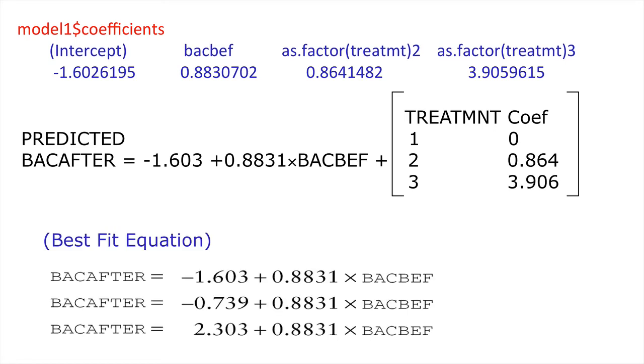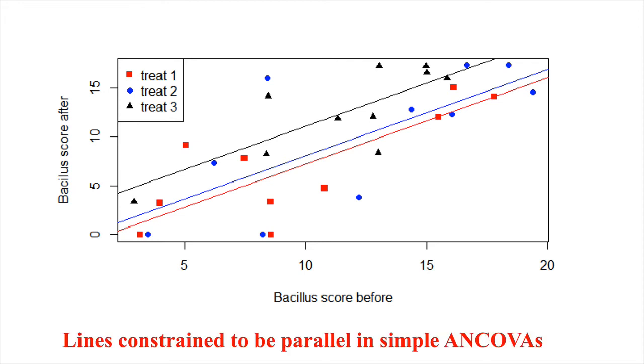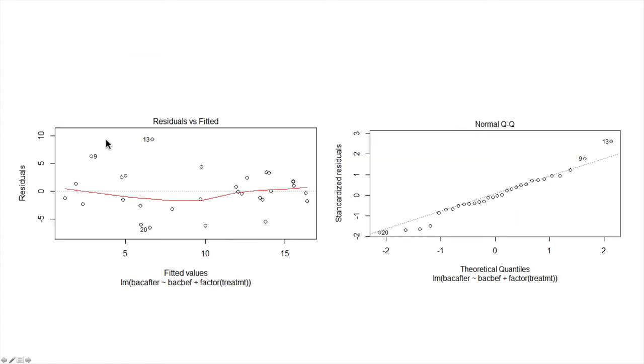Now, using R, we can actually draw out this relationship here, and this is what we get. Clearly, what we have done here in the simple forms of analysis of covariance is that we have fitted parallel lines. These differences, whether they're significant or not, represent differences between the treatments, and the overall gradient represents a relationship between the bacillus before and the bacillus after.